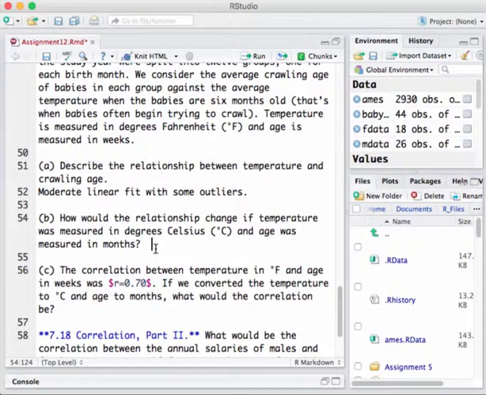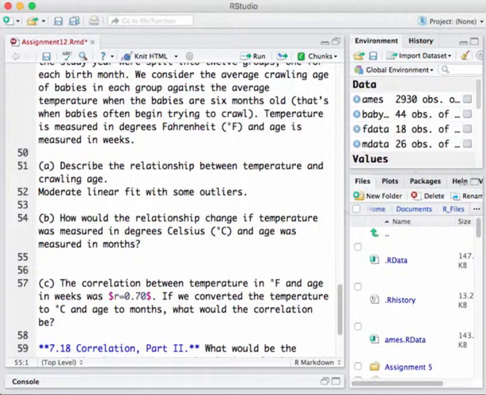Okay, so how would the relationship change if the temperature was measured in degrees Celsius and the age was measured in months? Well, this is the exact same thing that we just saw up above with Eduardo and Rosie. It would not change.